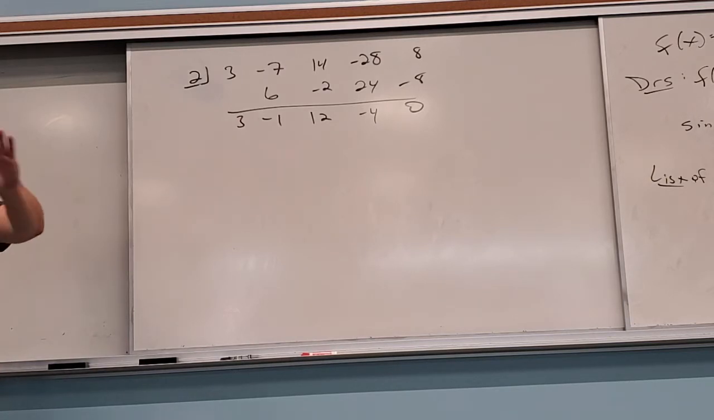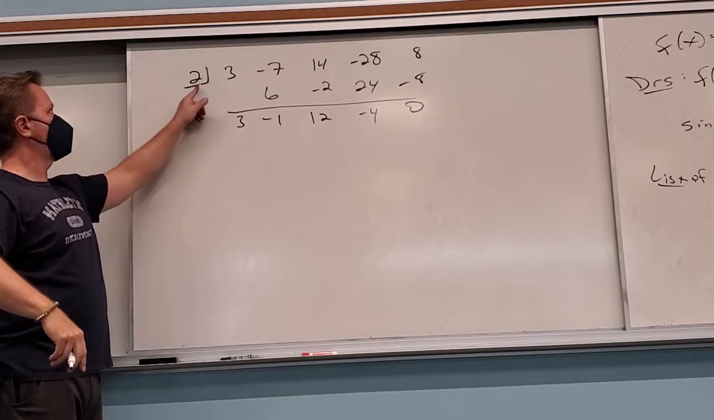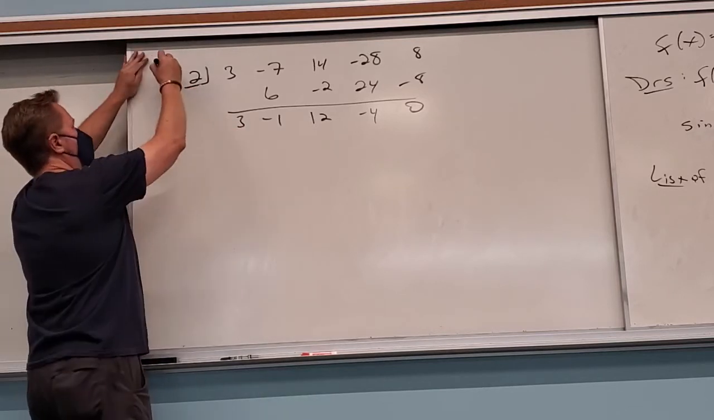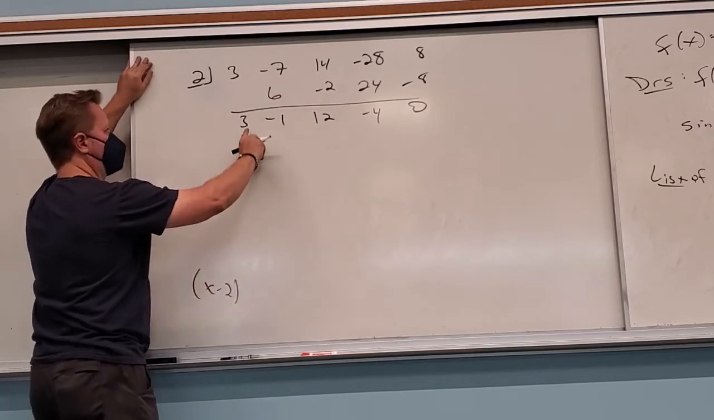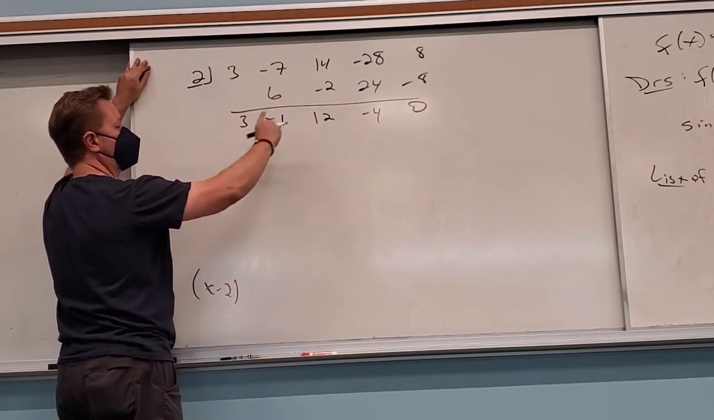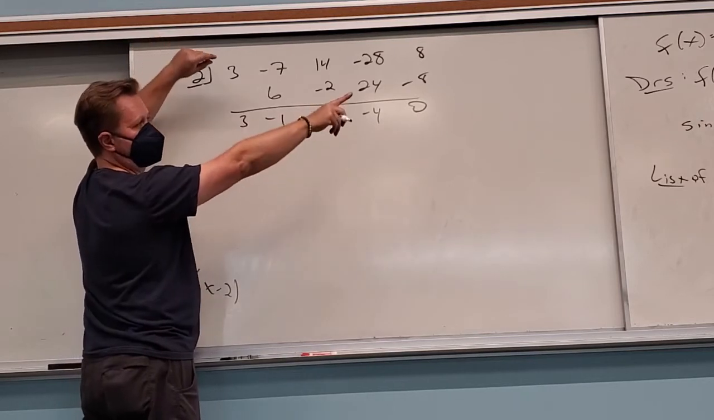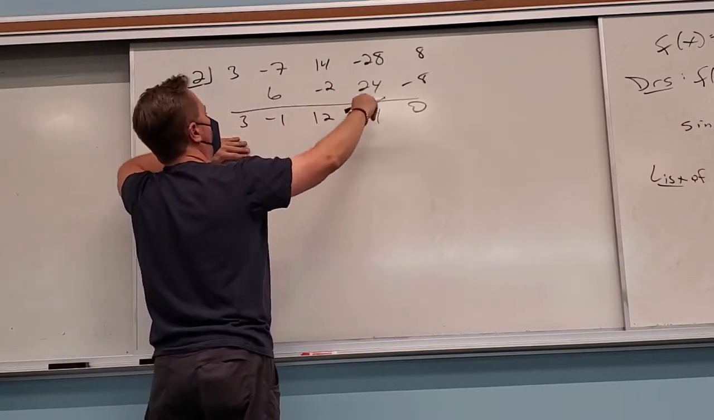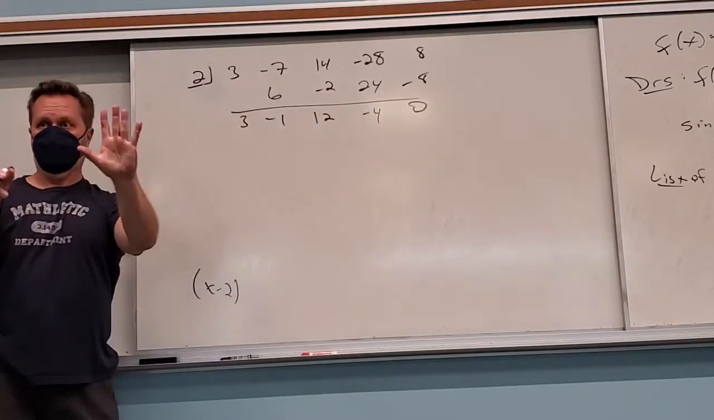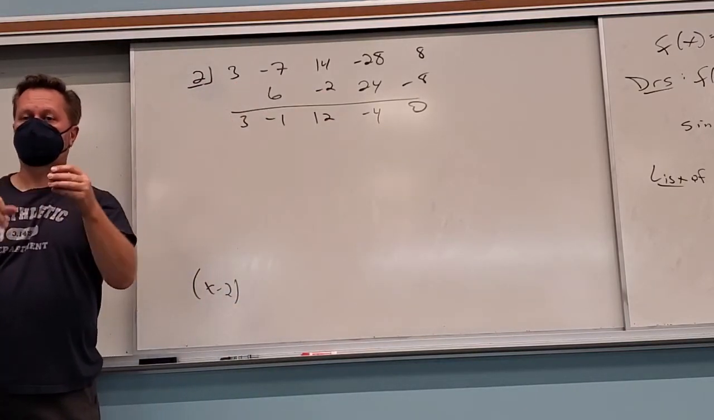Okay, hold on. What does this mean so far? This means that X minus 2 goes in. And what would this be? 3x cubed minus x squared plus 12x minus 4, right? Okay, now, what did you get that works?